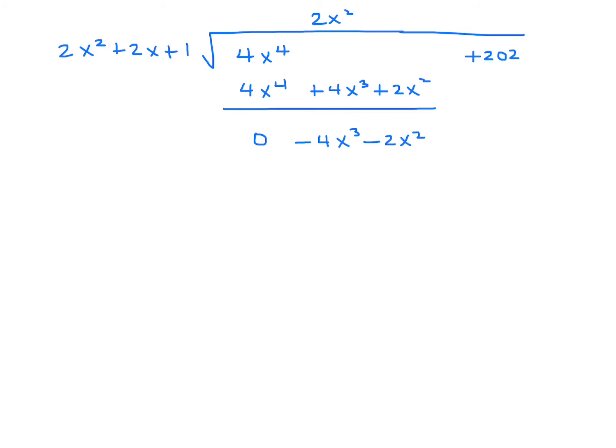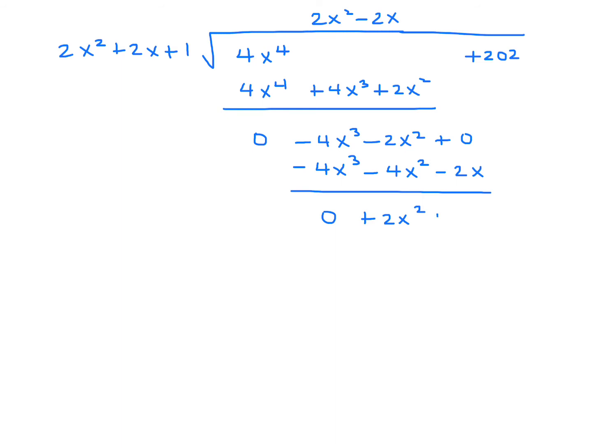Okay, so now how many times does this go into here? I believe negative 2x. So negative 2x, so let's do this multiplication. That's going to be minus 4x to the power of 3, and then minus 4x squared minus 2x. Okay, now let's do the subtraction. So that's 0 minus 2 plus 4, so plus 2x squared, and then this is 0, so 0 minus 2x would be plus 2x. And then I think at this point I can bring the 202 down.